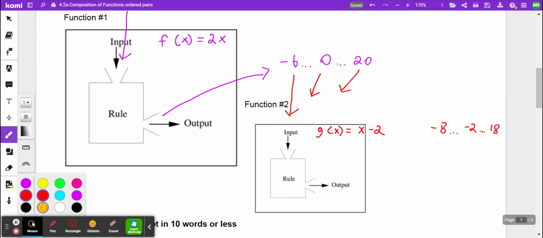So if we're looking at this, this is pretty much g of f of x. We're plugging one in the other. But we could also do it the opposite way: subtract by 2 and then times 2. That would give us something totally different. So let's do an example and show you what happens.